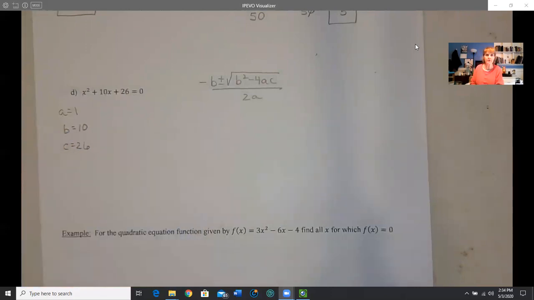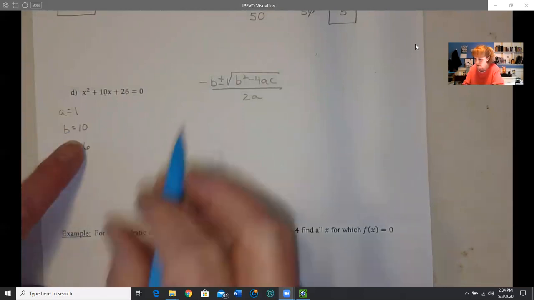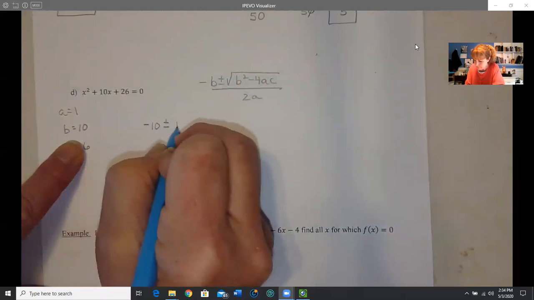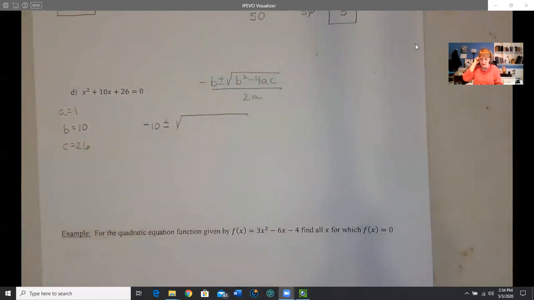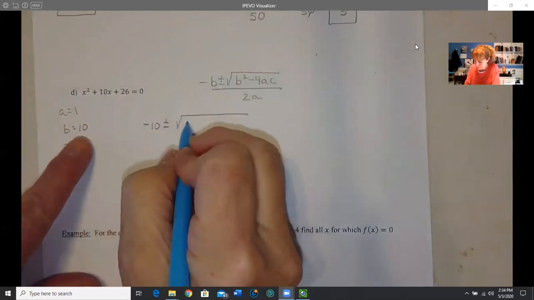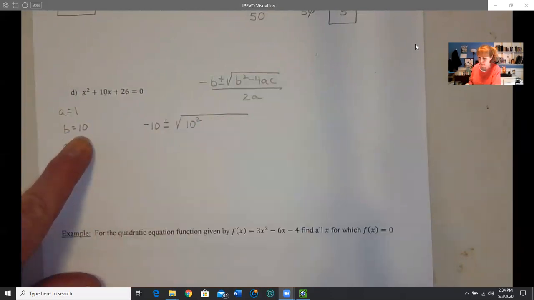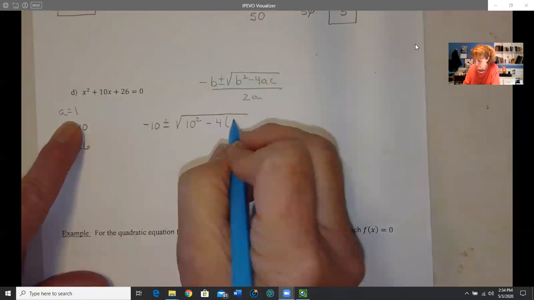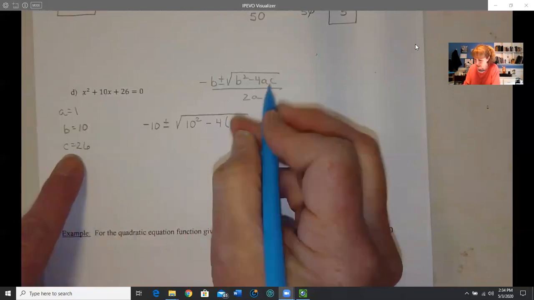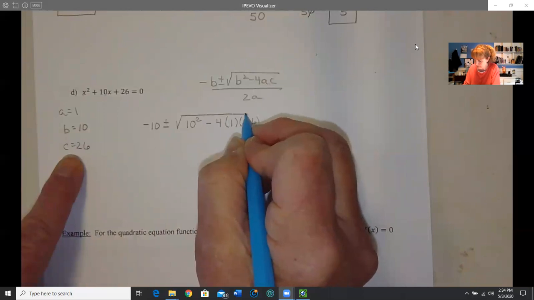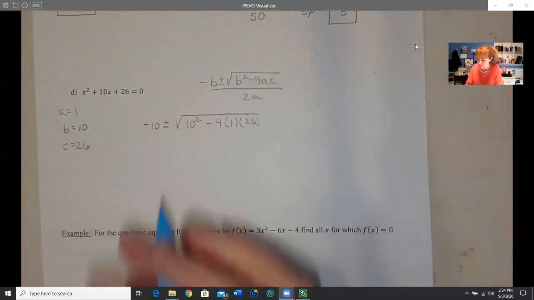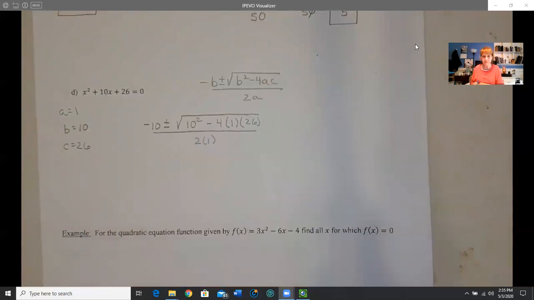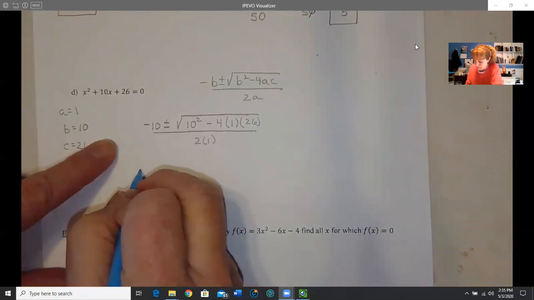So now we're going to fill in our formula. We take the opposite of B, so that will be a negative 10. And then we're going to take 10 and square it. I don't need the parentheses, it's not negative. Minus 4 times A times C. Okay, and multiply those together. So then, all over 2a. Let me go ahead and put the 2 times 1. All right, when we multiply this together, we'll have an opposite of 10.